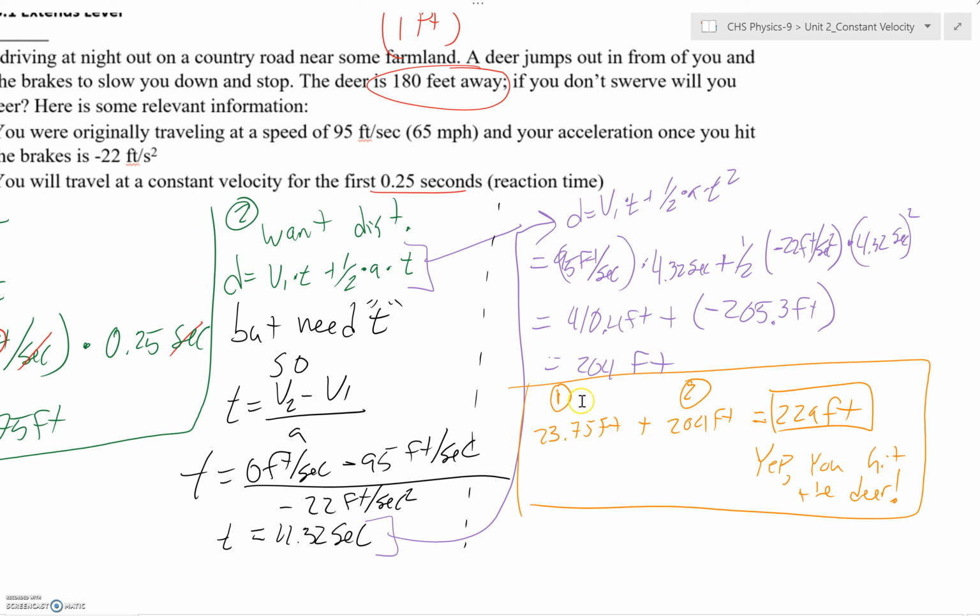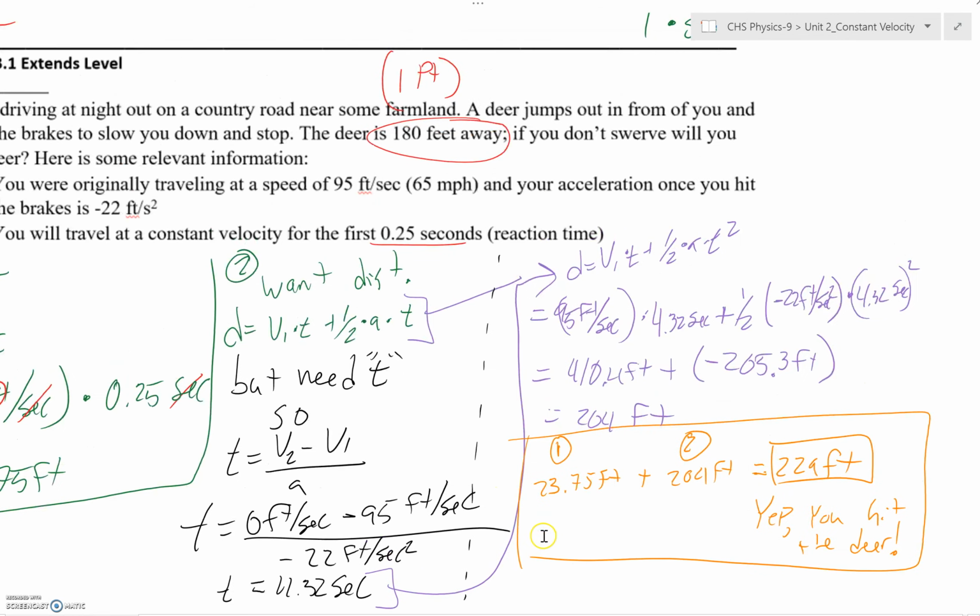So then you take your first part, your 23 feet, and add that to your 204 feet, and you end up with a total distance of 229 feet. That is how long you're going to travel before you come to a complete stop. And you compare that to your original distance that we're trying to compare to. The deer's 180 feet away. You're going to smack that thing and probably blow it to pieces because you're going to travel 229 feet and the deer's only 180 feet away. So yeah, you're going to hit the deer.